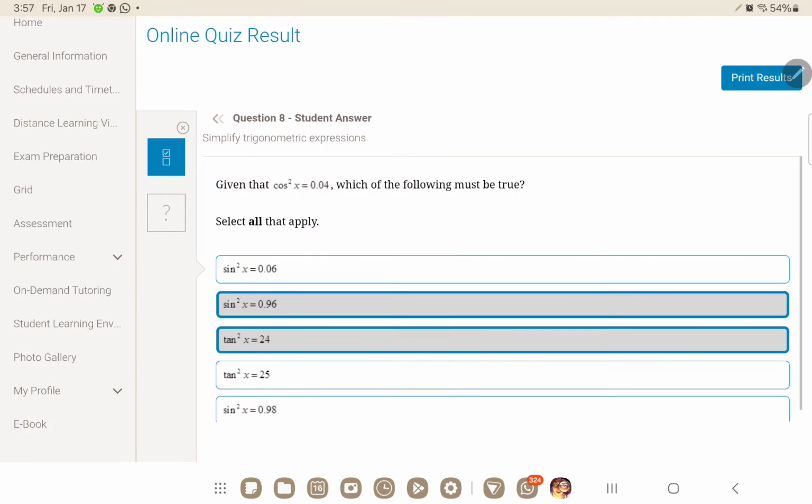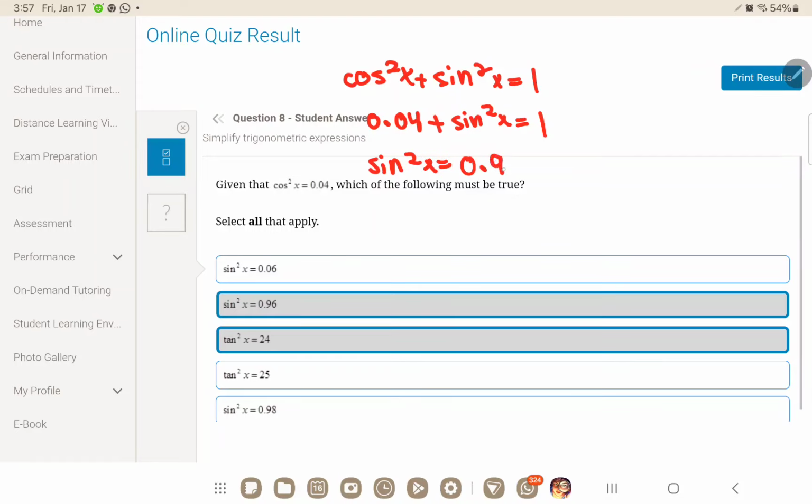And our last question for this quiz. Given that cosine squared x equals 0.04, which of the following must be true? Again, like we said, cosine squared x plus sine squared x equals 1. So 0.04 plus sine squared x must equal 1. So what this means is that sine squared x must equal 0.96. And that's your first option.